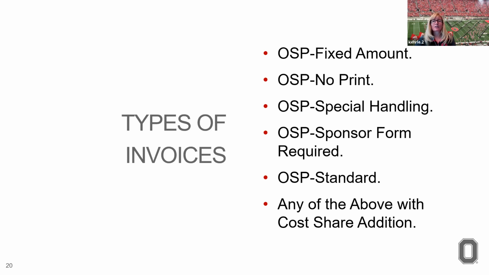OSP standard is our old RF invoice. It's our basic invoicing, no special processing required, and it's our most common one we use. And any of the above, except for the no print, can be selected with the cost share edition. And just as a reminder, the cost share invoice will print on a separate page. So the type of invoice selected when billing schedule is set up is very important because it drives the invoice and how it's created.